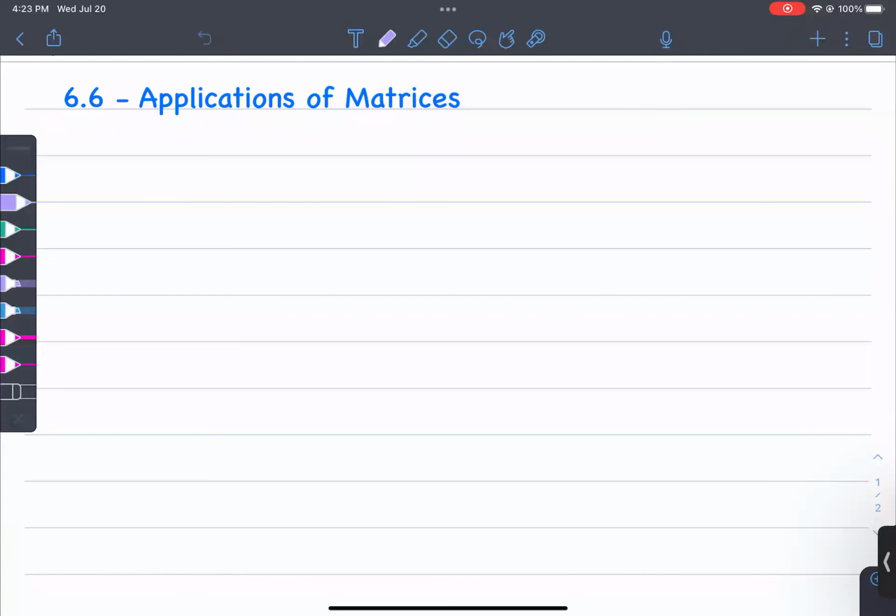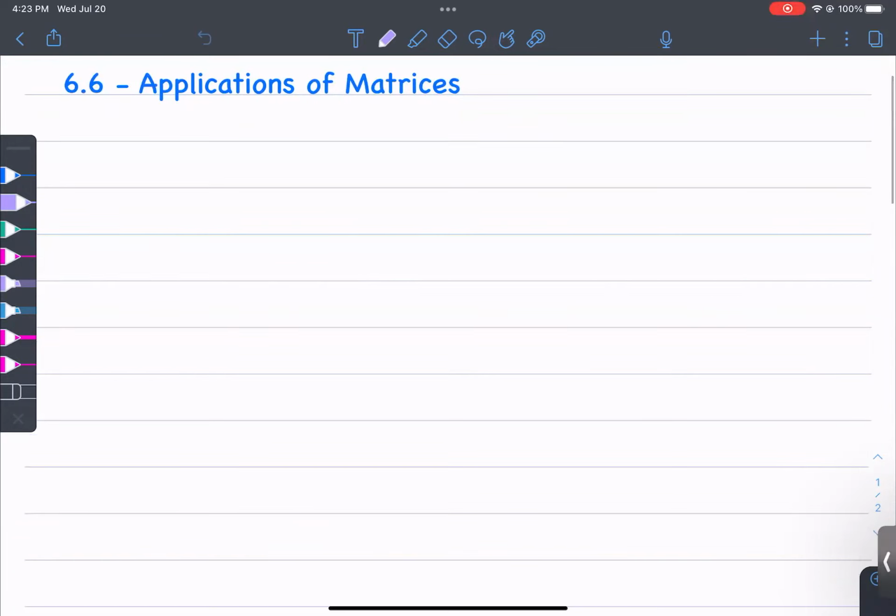For our next lesson, we're going to look at applications of matrices. So basically what this means is using a matrix to solve a word problem. So first of all, we need to understand how to use matrices to solve systems. So we're going to talk about solving systems with matrices.